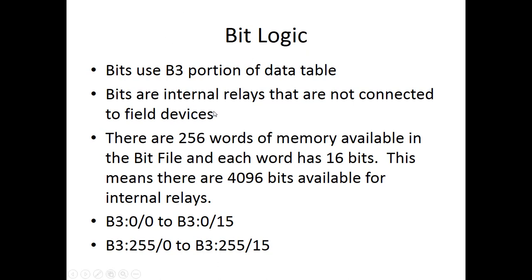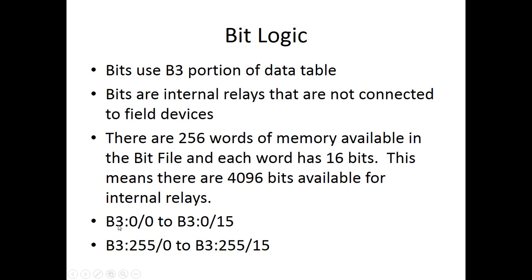So the beauty of this is we don't need to waste a slot, or excuse me, a terminal on the input or output card by making a fictional connection to a contact. We can use a bit, which is a fictional relay, and that can go to a fictional contact. There are 256 words of memory, and each has 16 bits. This means there are 4,096 different bits available.